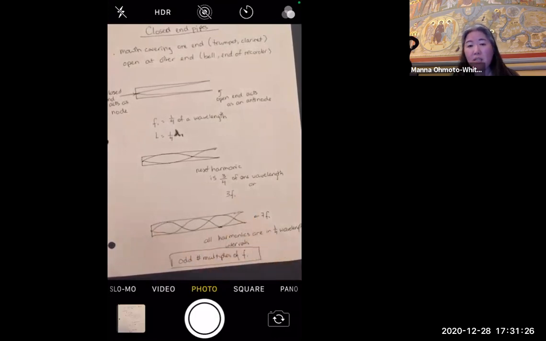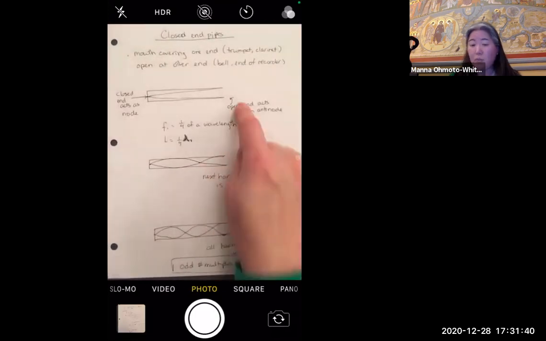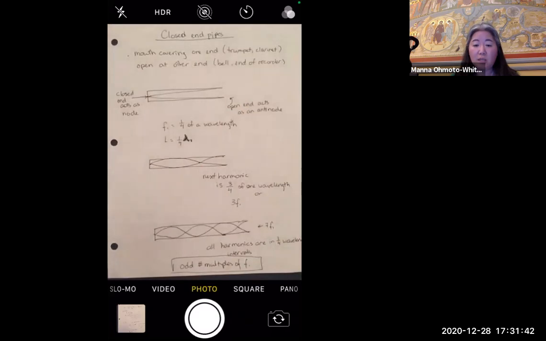All the harmonics in a closed end pipe are going to be in 1/4 interval wavelengths. And they're all going to be odd number multiples, right? So they're going to have 1/4 wavelengths. And so they're going to be odd number multiples of my fundamental frequency. So I can't have one full wavelength. I can't have 1.5 wavelengths. They have to end in 1/4 of a wavelength.